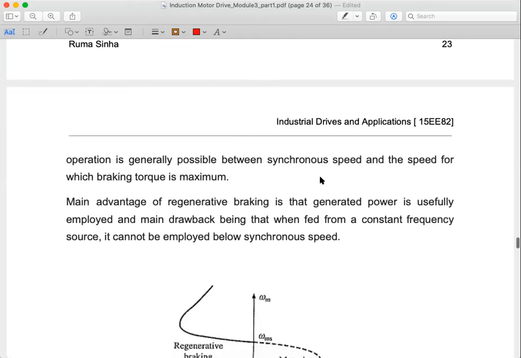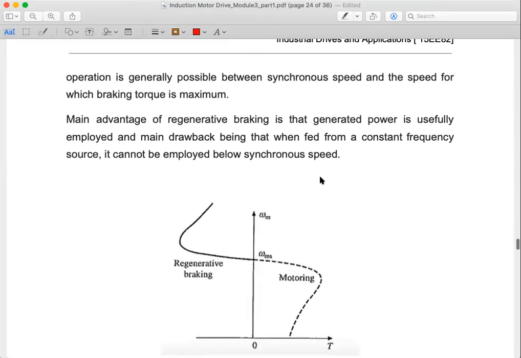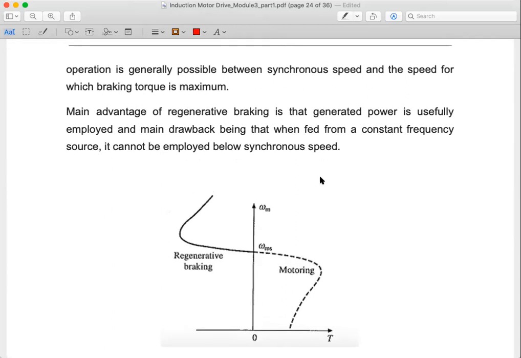The main advantage of this regenerative braking is that generated power is usefully employed instead of being wasted in resistors. But the main drawback is that if we have a constant frequency supply, then below synchronous speed we cannot employ it, because the motor has to run above synchronous speed to obtain this regenerative braking.